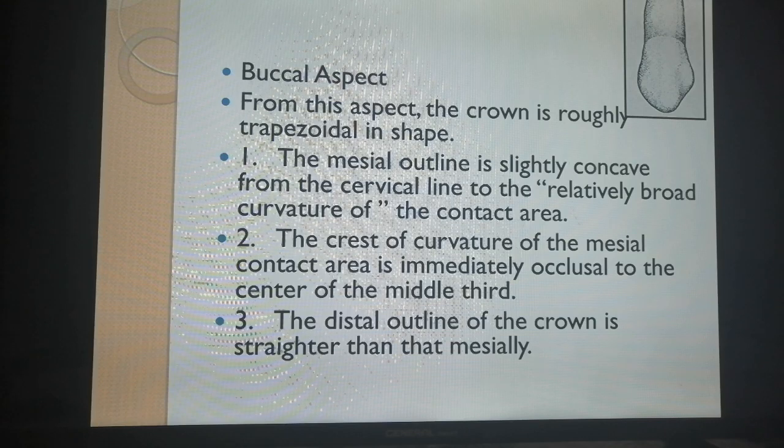يجي الbuccal aspect. From this aspect, the crown is roughly trapezoidal in shape. Number 1, the mesial outline is slightly concave from the cervical line to the relatively broad curvature of the contact area. Number 2, the crest of curvature of the mesial contact area is immediately occlusal to the center of the middle third. Number 3, the distal outline of the crown is straighter than that mesially.